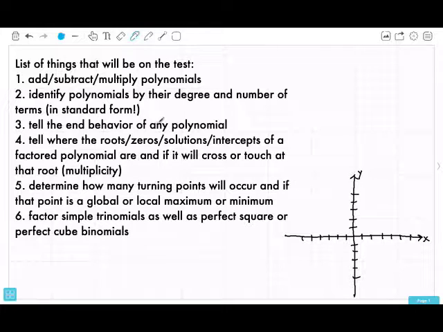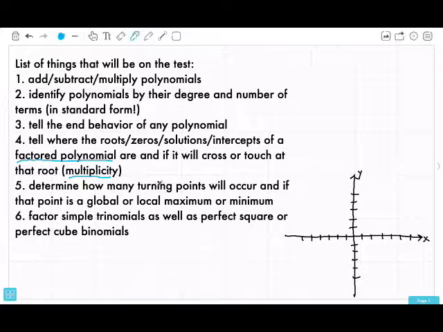Tell the end behavior of the polynomial based on the largest power and its coefficient in front, the number in front. The polynomial will be in factored form already. Okay, you don't have to factor them, but you'll tell me where the roots are and if they cross or touch at that place based on its multiplicity, which we've talked about several times. You're going to tell me how many turning points there will be, and if those turning points are global maximums, global minimums, local maximum, or local minimums.